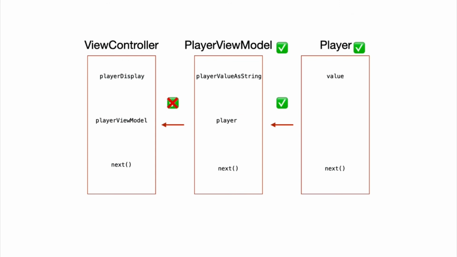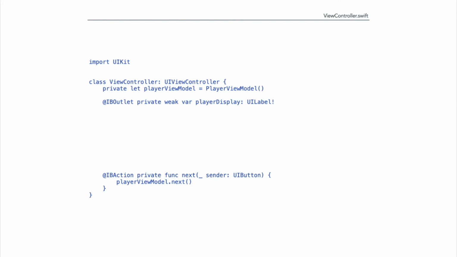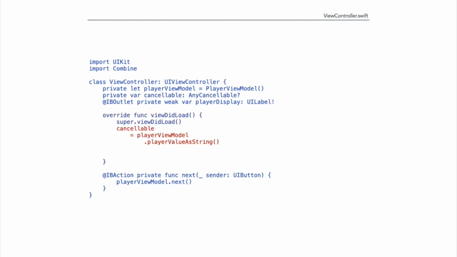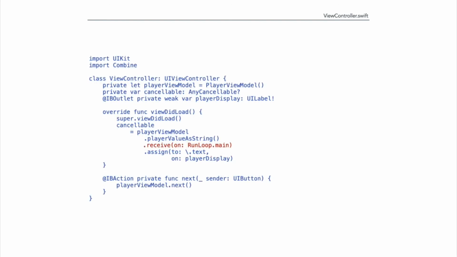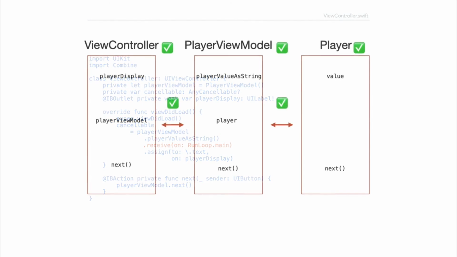That brings us back to our view controller. And so in addition to importing UIKit, I have to import Combine. Once again, we're going to have to hold on to our publisher subscriber chain. And so we introduce a cancellable. And in viewDidLoad, we'll go ahead and start building our chain and storing it in our subscription in our cancellable. And so we start with our player view model. Player value as string, remember, returns an AnyPublisher that publishes an optional string that never fails. And finally, we connect that to a subscriber with assign. We assign it to player displays text. And remember, we want to make sure that we receive that on the main run loop, just so that everything works out. And now we've got all of our entities talking in both directions to everybody.